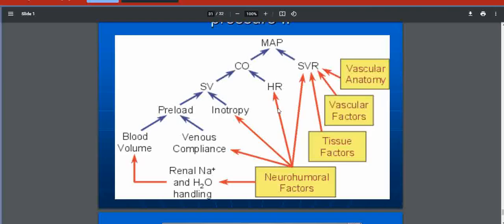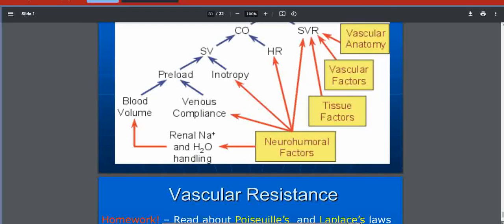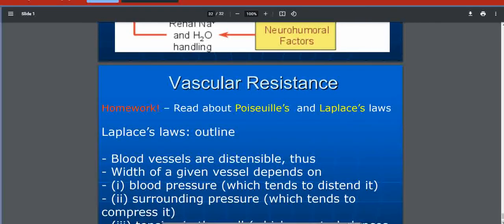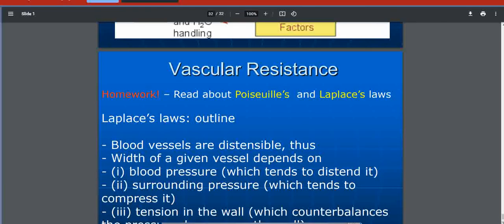Similarly, hormonal factors can also affect heart rate. Increased heart rate brings elevation in cardiac output, and then mean arterial pressure also. So all these, tissue factors and vascular anatomy, can bring about that. And for more, you can inquire through the internet. Vascular resistance. Homework: go and read about the Poiseuille and Laplace laws.